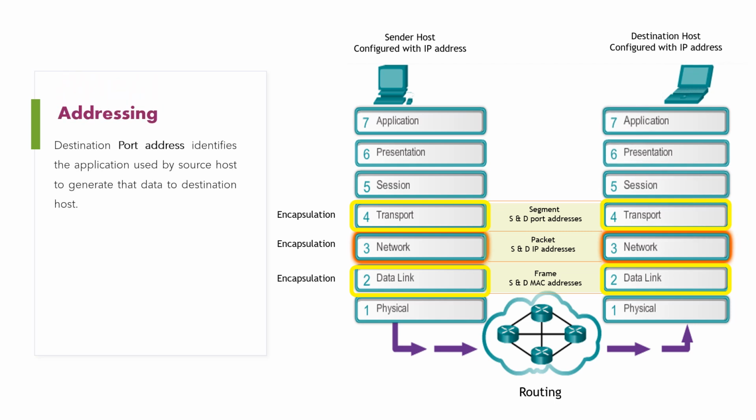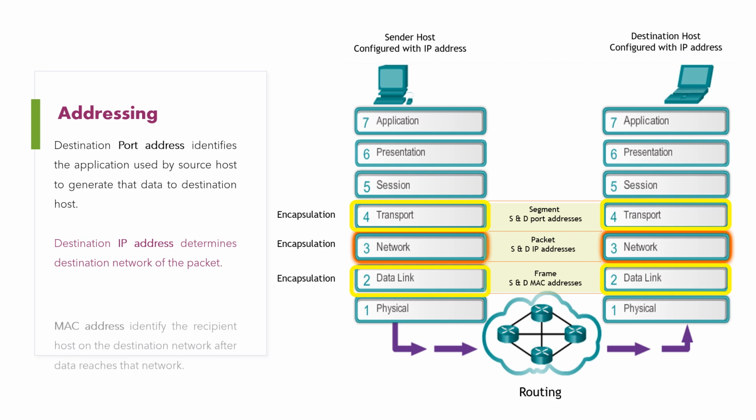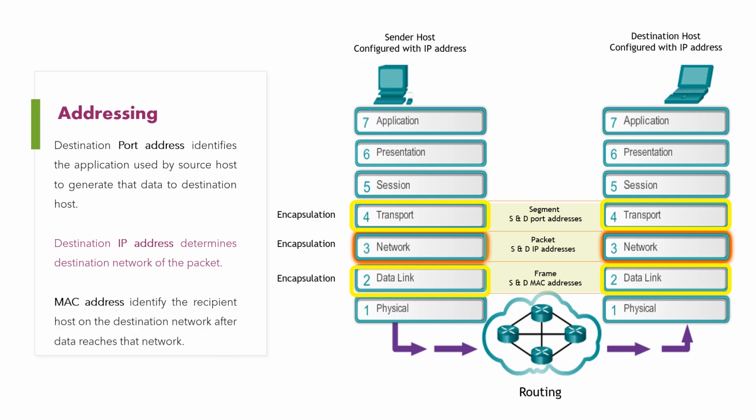Destination port address will identify the application used by the source device to generate data. That information is useful to the destination host to know what application this data belongs to. Destination IP address determines destination network of the packet. MAC address will identify the recipient host on the destination network after data reaches that network.